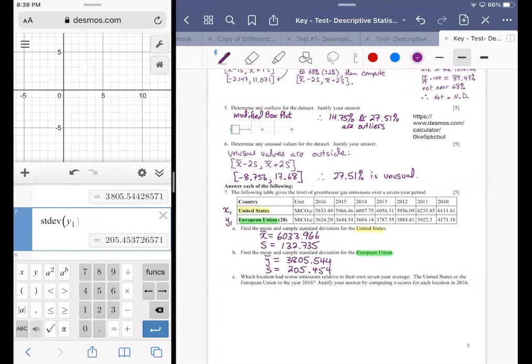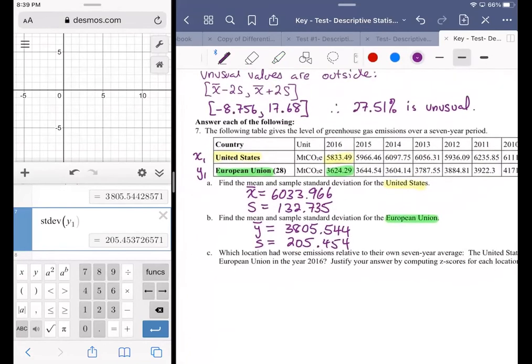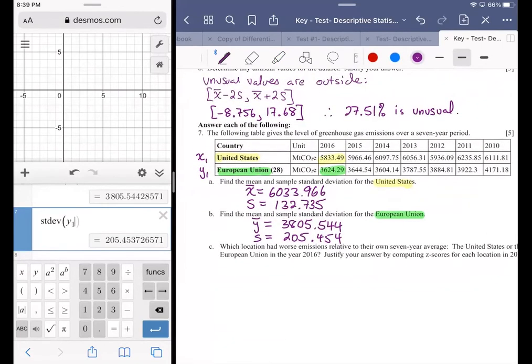But then part C, that's the weird one. Which location had worse emissions relative to their own 7-year average? We'll get into what constitutes worse, higher or lower numbers, in a sec. The US or the European Union in the year 2016. So where's 2016? Over here. These are the two relevant values that we care about. What we're asked to do is find the z-score. So the z-score for the US in 2016 and the z-score for the European Union in 2016.